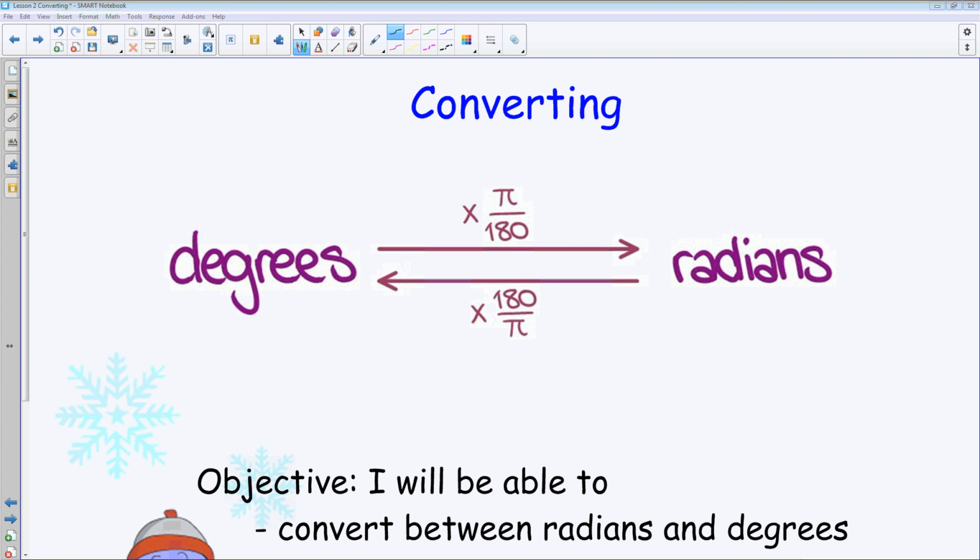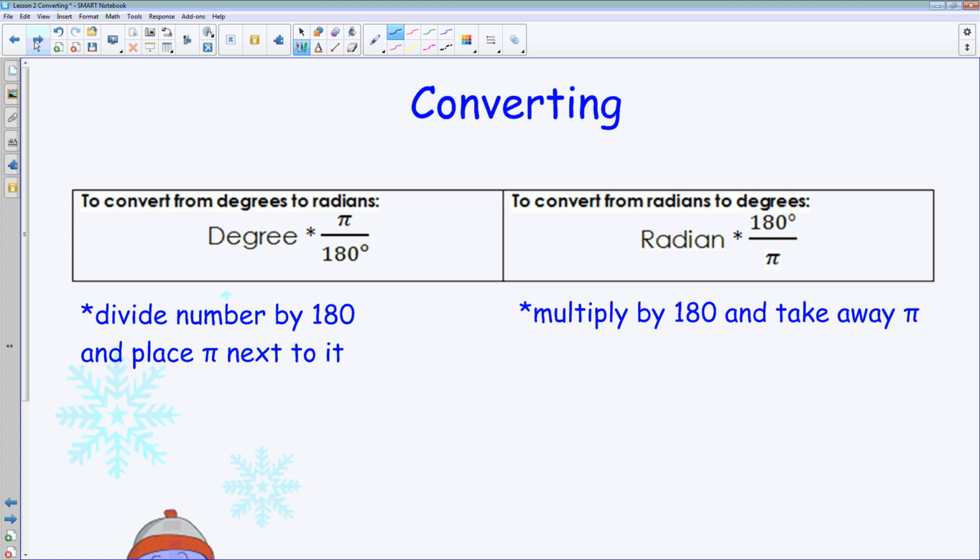Hey everyone, in this lesson we're going to learn how to convert from degrees to radians and also from radians to degrees. So that's our objective for today. To convert from degrees to radians, we take our degree and multiply it by pi over 180. You can also think about this as dividing your degree by 180 and then placing a pi next to it. But you're also going to need to simplify if you just do it that way.